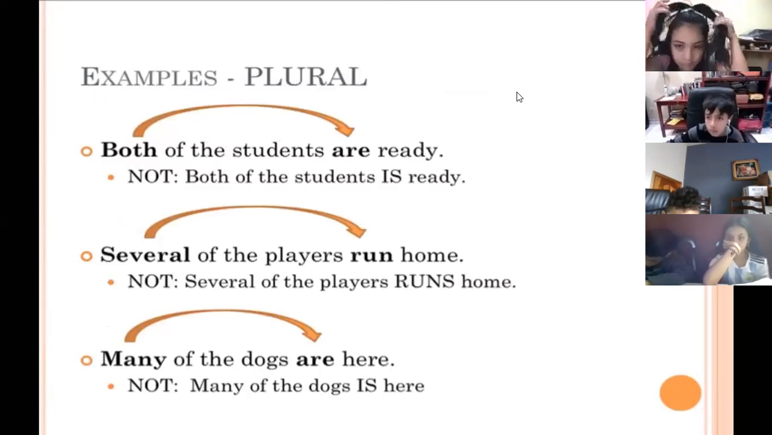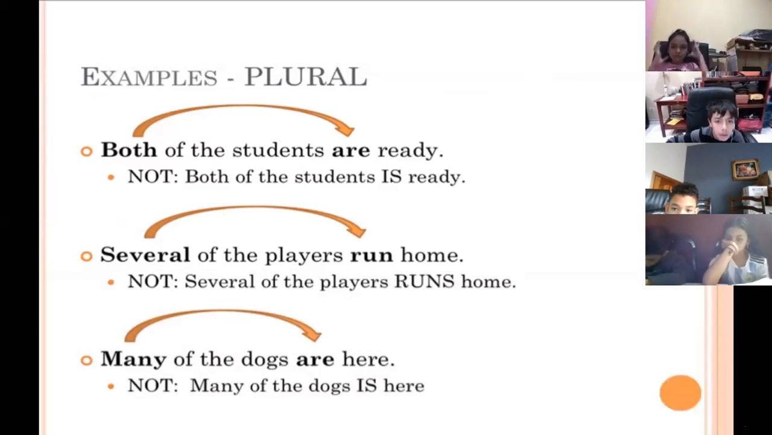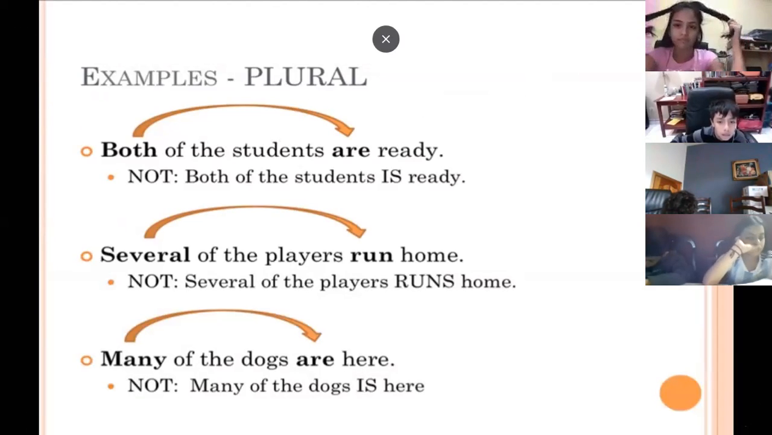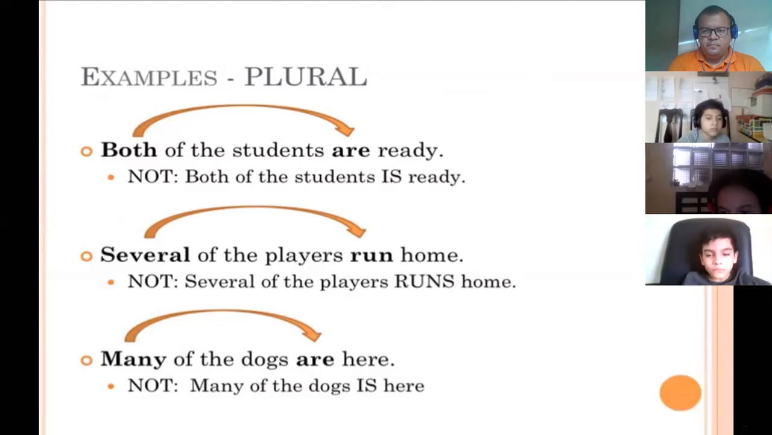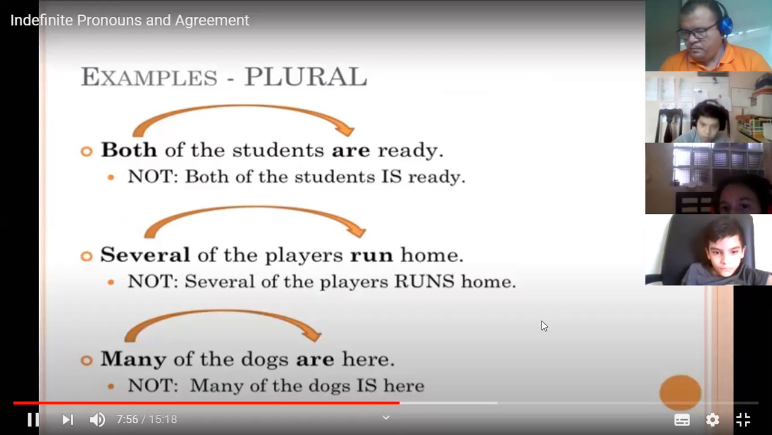So here are some examples using plural indefinite pronouns. Both of the students are ready. Again, the subject is both. It's plural. Therefore, the verb it must agree with is are. Both are ready. You cannot say both is ready because is is singular.